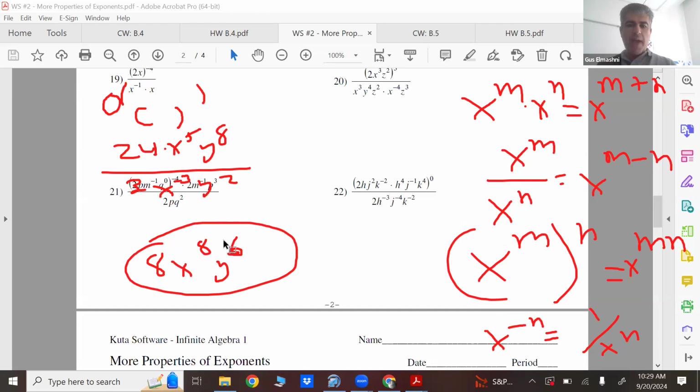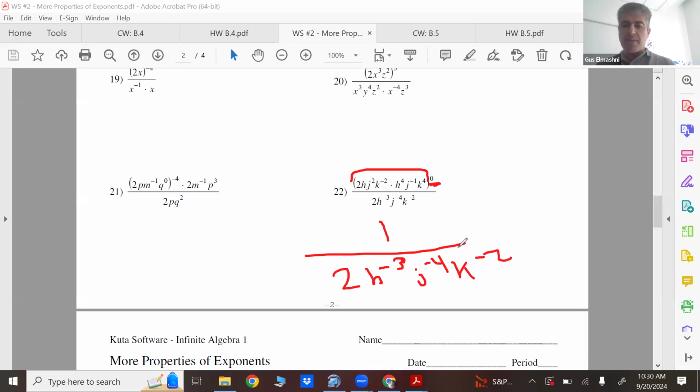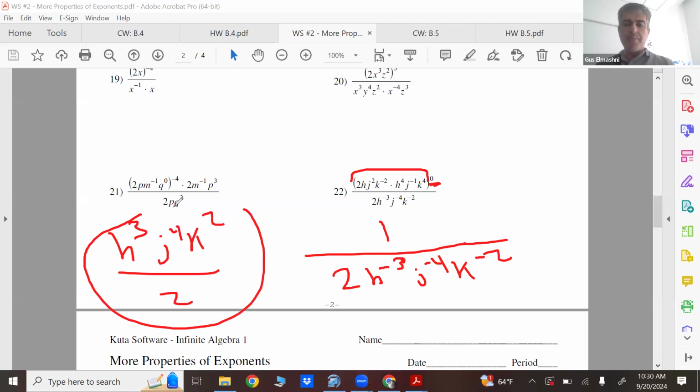If I do kind of a wacky one really quickly, like 22, for example, it looks daunting, but if you think about it, this whole thing is being raised to what power? So that's 1. Then you have all this junk here. Now, every single letter has a negative exponent. Where do those go? Up top. So it's H^3, J^4, K squared, and 2. Just so you know, that's what you do. 2 stays where it is.